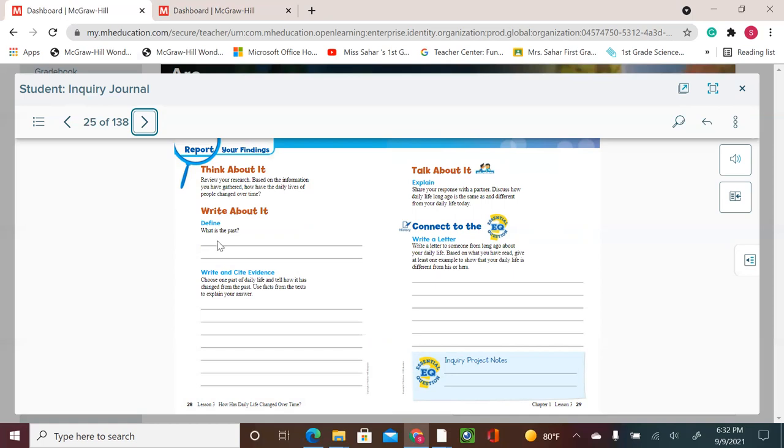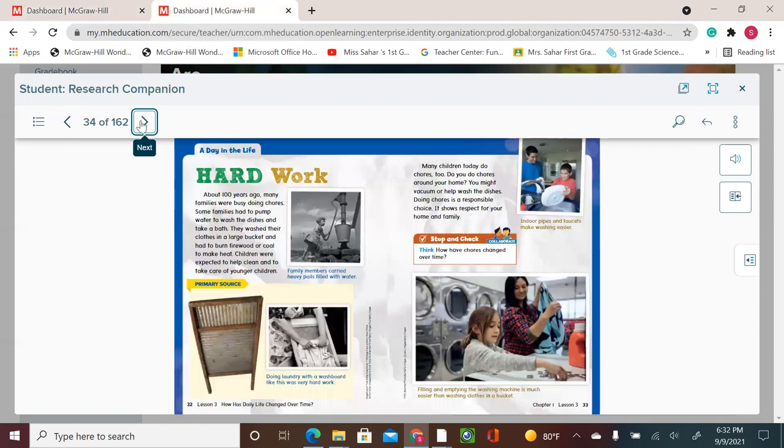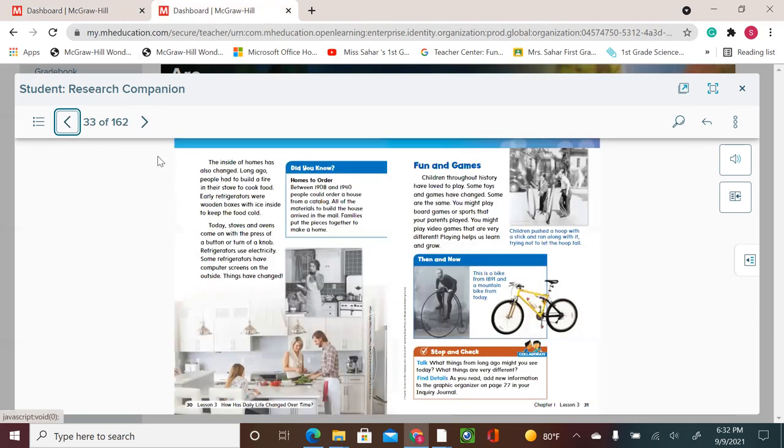All right. Write and cite evidence. Choose one part of daily life and tell how it has changed from the past. Use facts from the text to explain. So over here, you can choose anything you like. You can go back and see how daily life was long ago. You can choose, for example, hard work, or you can choose school or a game, anything from long ago and how it's different now.